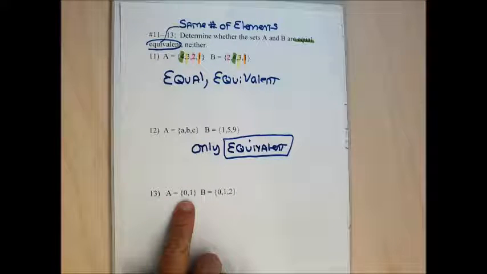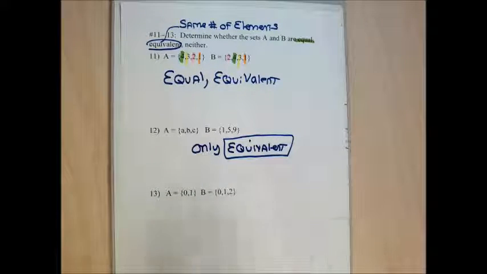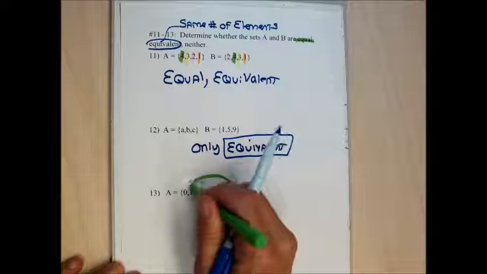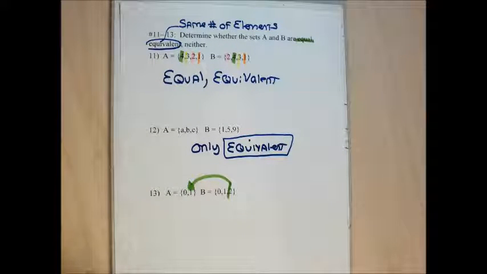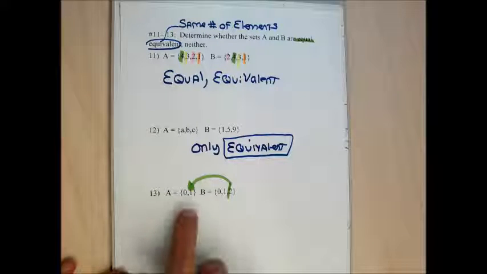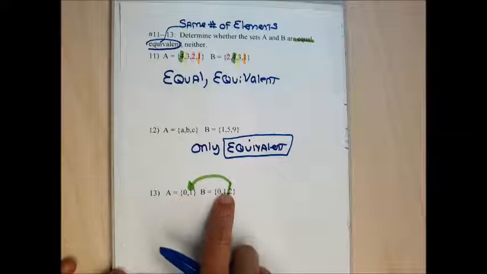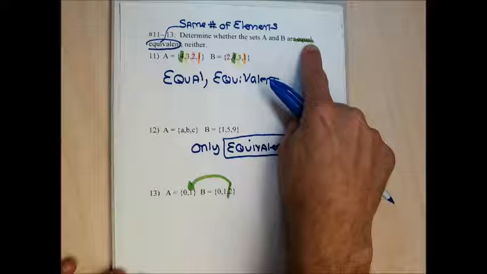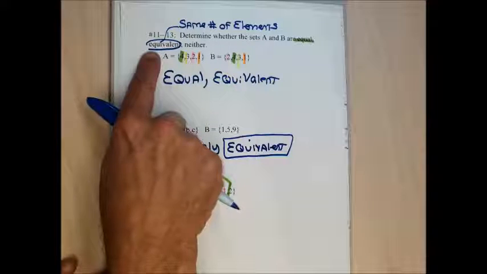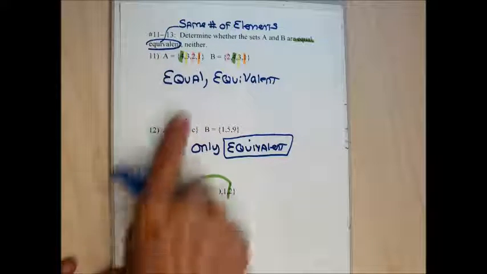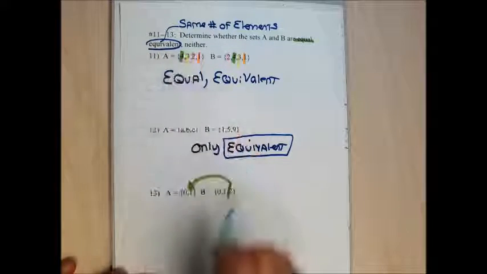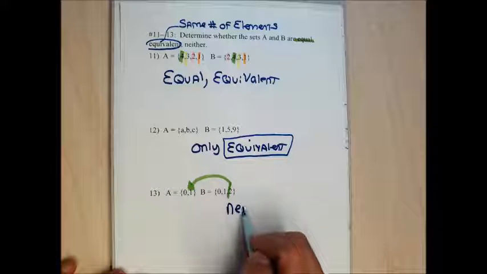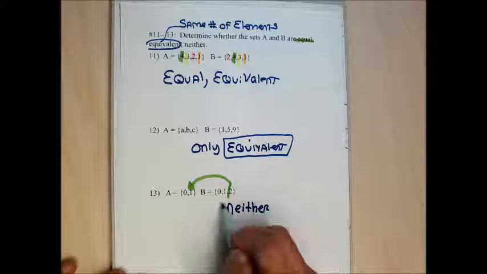And then for 13, they're not equal because B has a 2 in it, and there's no 2 in A, so they can't be equal, because to be equal, you have to have exactly the same elements. B can't have an element that A doesn't have for it to be equal. And they're not equivalent because A has 2 elements and B has 3 elements, so they don't have the same number of elements. The answer to this must be they're neither equivalent nor equal. So my answer to 13 is going to be neither.